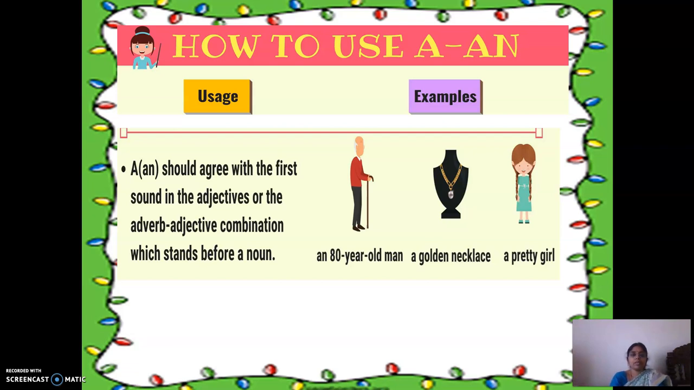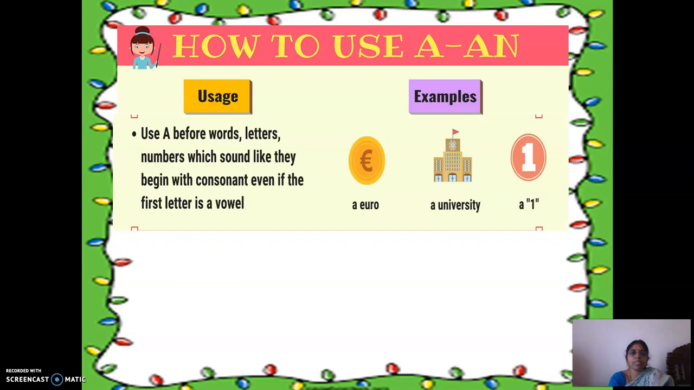Right? So, adverb adjective combination which stands before the noun. An 80-year-old man. So, here 80. 80 and it's a vowel sound, and a golden necklace. G, it's a consonant sound. So, a pretty girl, consonant sound. So, a pretty girl. So, use a before words, letter, numbers which sound like they begin with consonant even if the first letter is a vowel.